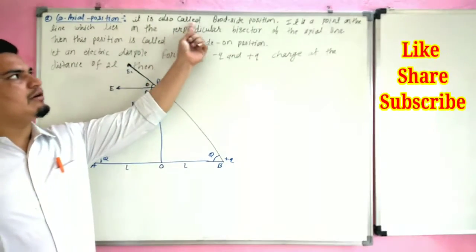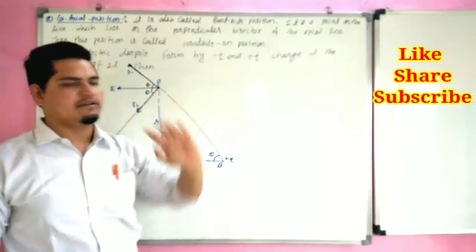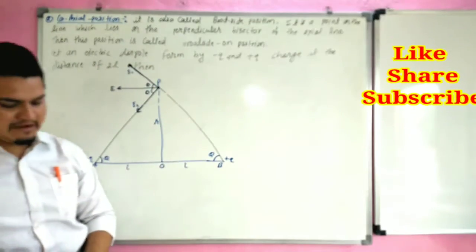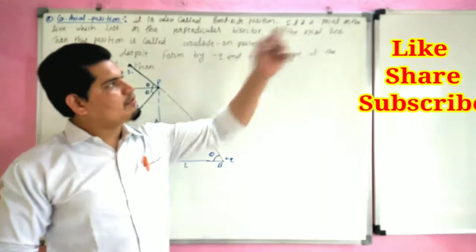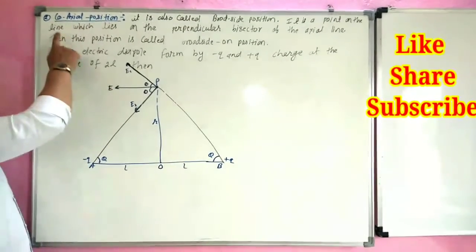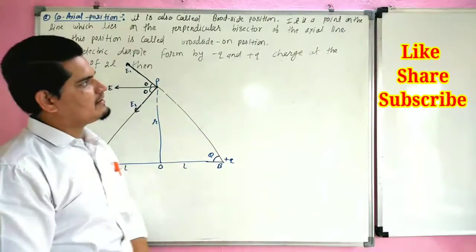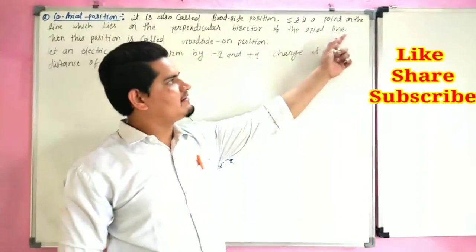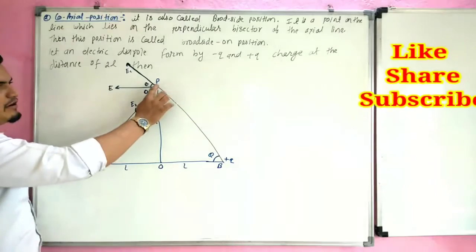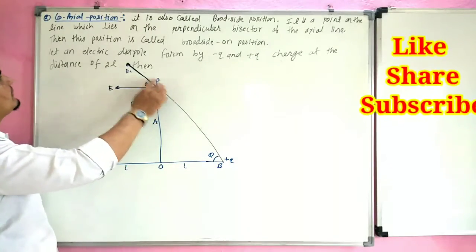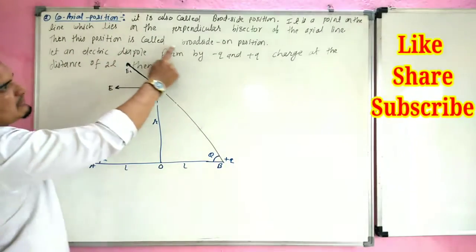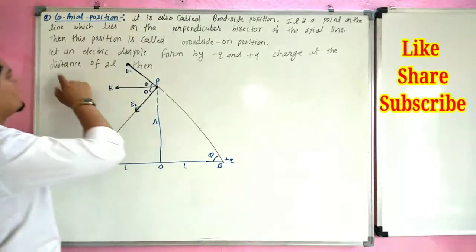It is also called broadside position. It is a point on the line which lies on the perpendicular bisector of the axis line. This is the point P, which is called a broadside position. Then this position is called a broadside on position.